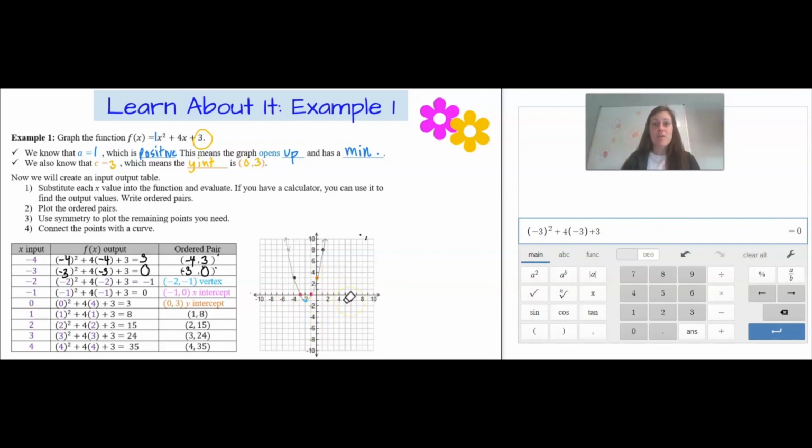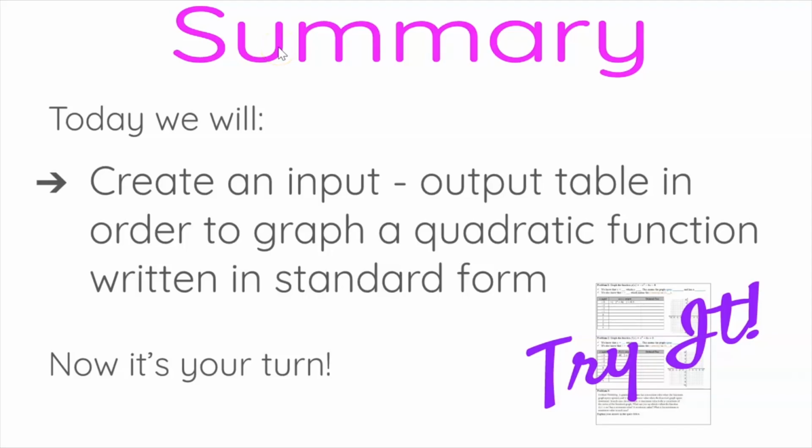So now that I've created my graph, I can see all of the important information about the function f of x equals x squared plus 4x plus 3. Today, you graphed quadratic functions written in standard form by creating an input-output table. And now it's your turn to try some problems. Before you start, make sure you analyze the equation of the function to learn about how the graph opens and what the y-intercept is. Also, when creating your input-output table, evaluate those expressions by using a scientific calculator if you have one. Don't forget, there's an answer key at the end of your print packet.